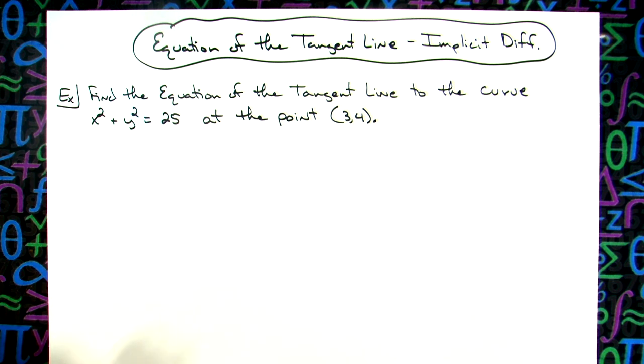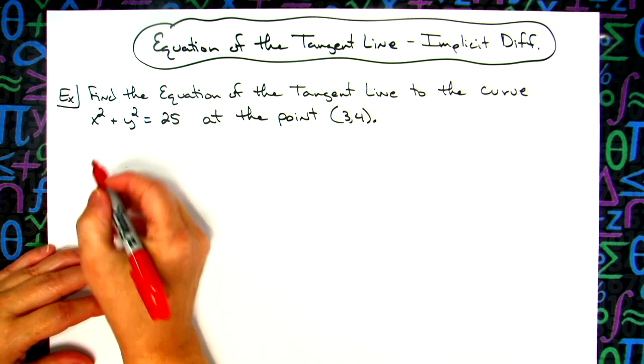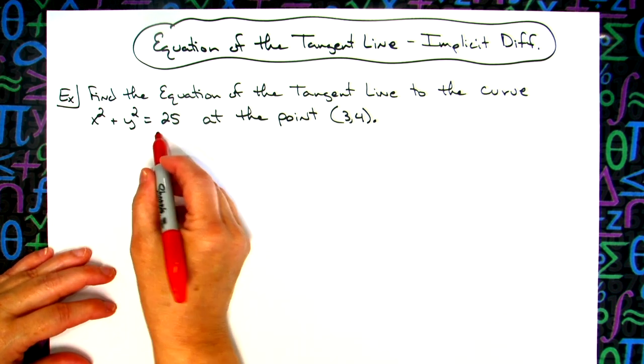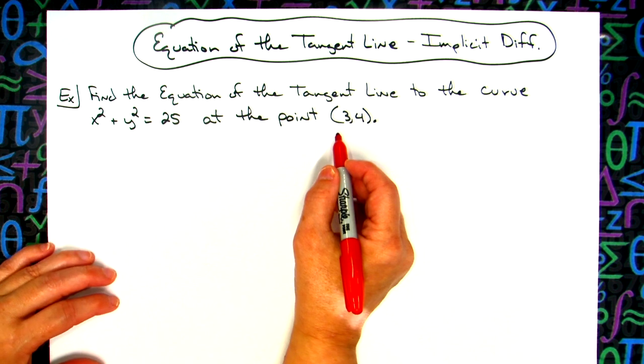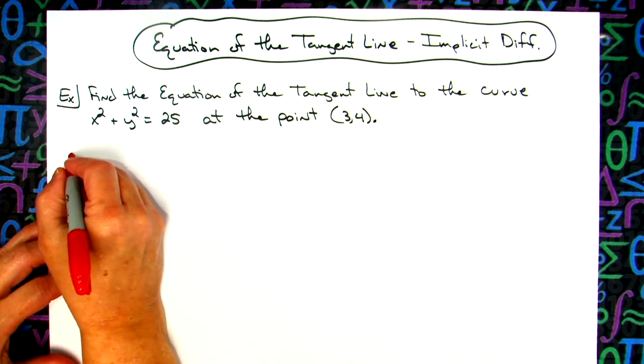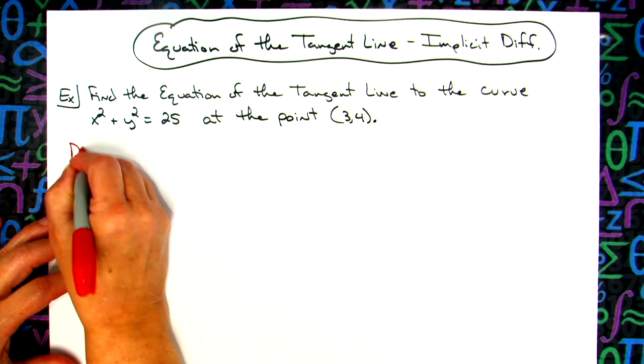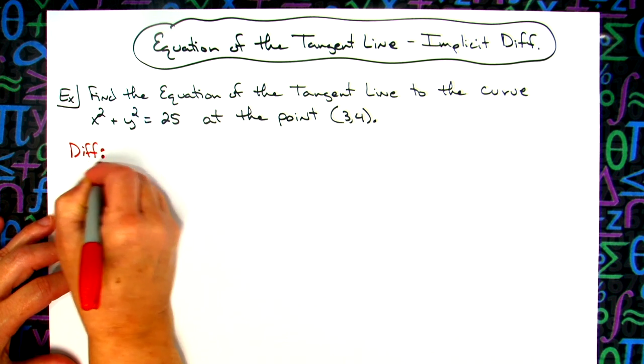The question says, find the equation of the tangent line to the curve x squared plus y squared equals 25 at the point (3, 4). So the first thing we have to do is calculate that derivative so that we can find the slope. Working on the derivative as our step one, we'll do a little abbreviation here.